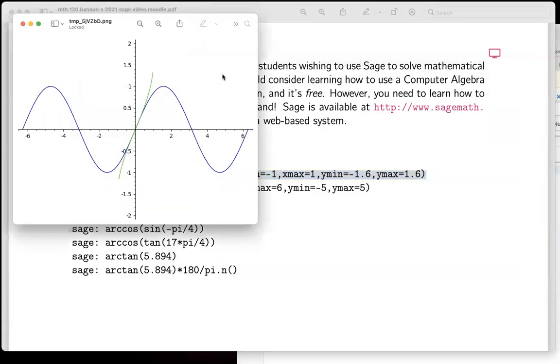There it goes. So someone said, wonder what just happened there. I changed the parameters. And what I'm seeing, I definitely see the sine curve. And what else do I see? I see the arc sine. And the arc sine is in green.